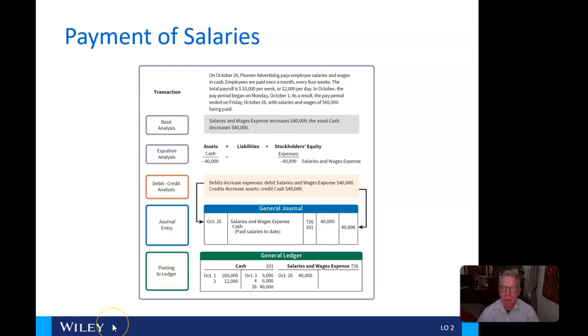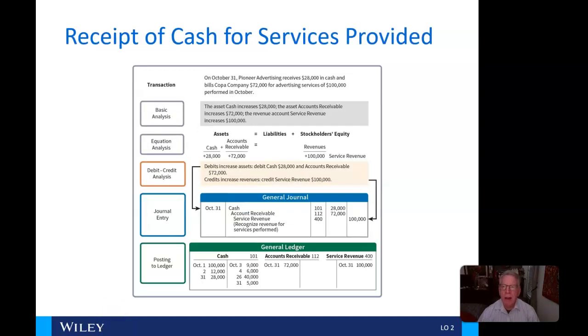Here we were looking at payment of salaries. We're going to debit salaries expense and credit cash. I assume that's pretty familiar with you. And here we have cash for services that have been provided. And again, we have partially received accounts receivable and partial cash for that, so we need to divvy that up between those accounts. And then the general ledger keeps expanding here for our cash accounts, accounts receivable, and service revenue.